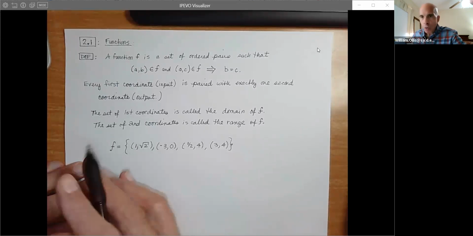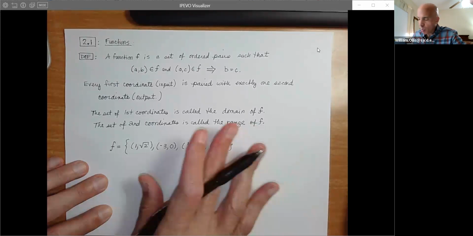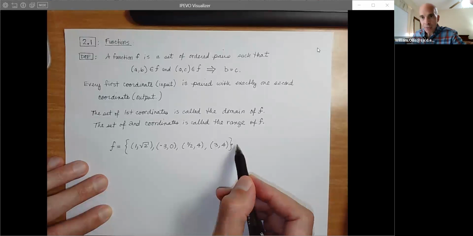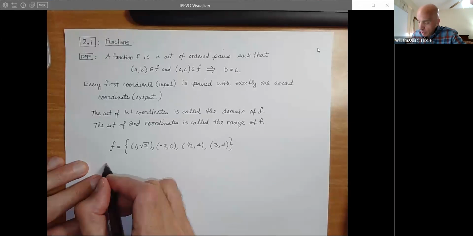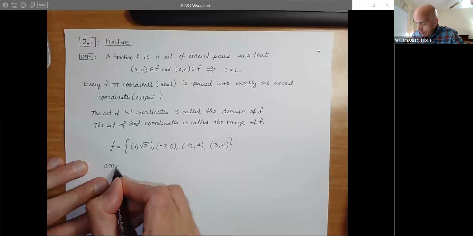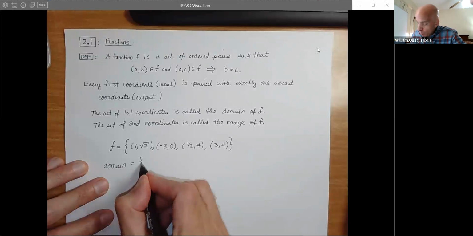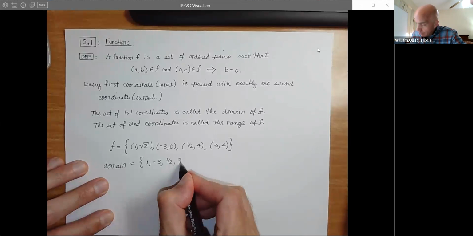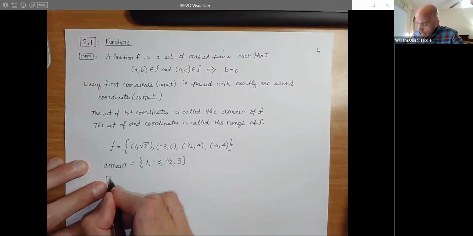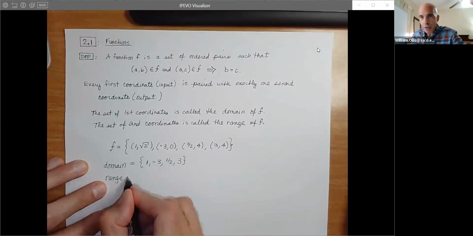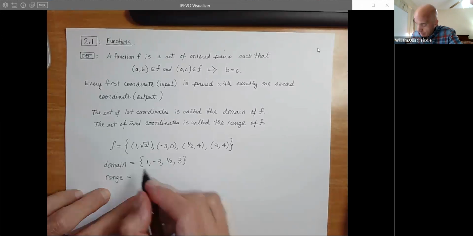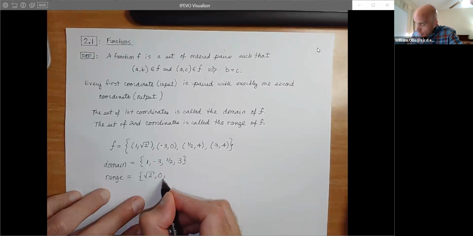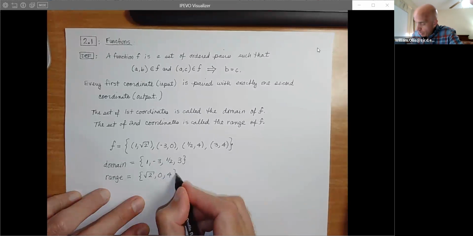No mixing and matching with 1. We don't have like a (1, square root of 2), and we don't have like a (1, 3) down the way. So when we look at the domain, we can write that 1, -3, 1/2, 3. When we look at the range, we can say range of F. Sometimes we do that, or DOM of F. We'll have square root 2, we'll have 0, 4, and then we have another 4, but we don't have to repeat it.